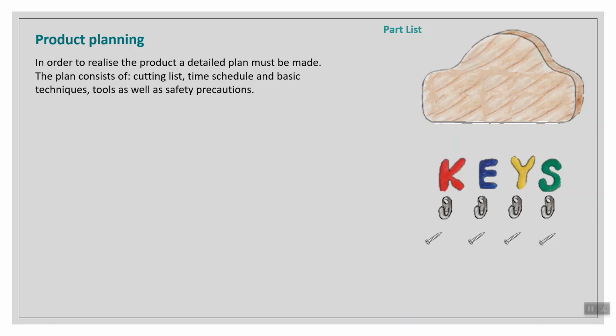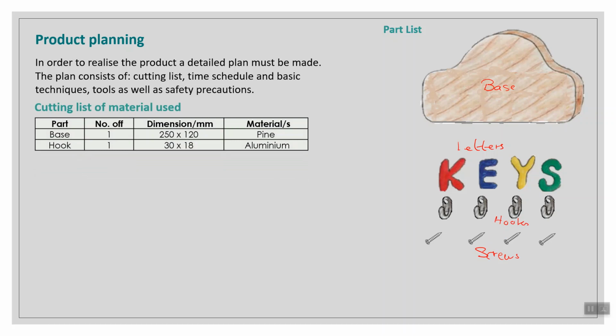I can name each part. For example, I can call this the base. Okay, I can call it the letters, the screws, and the hooks. So four elements which make our product. So for each part, I will have to make a cutting list.